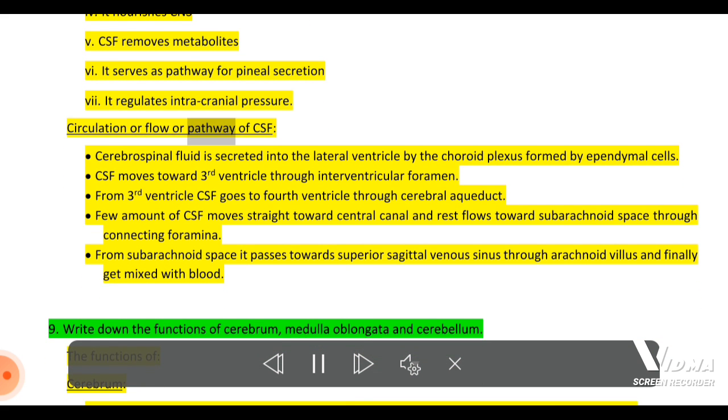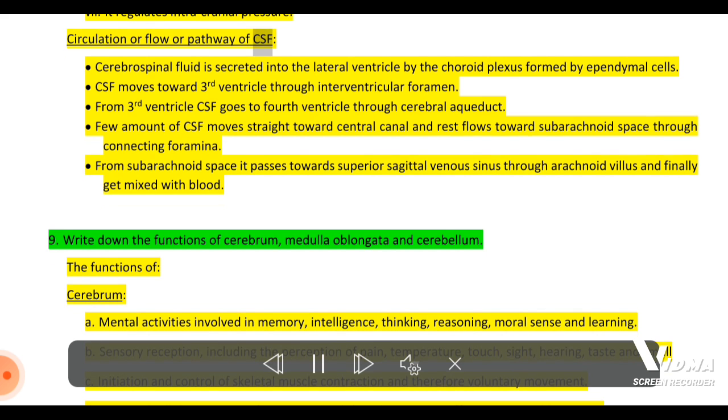Circulation or flow or pathway of CSF. Cerebrospinal fluid is secreted into the lateral ventricle by the choroid plexus formed by ependymal cells. CSF moves toward third ventricle through interventricular foramen. From third ventricle CSF goes to fourth ventricle through cerebral aqueduct.